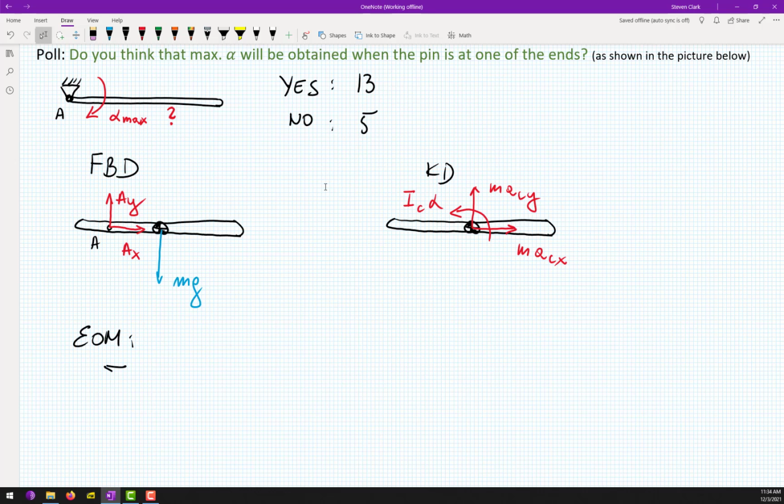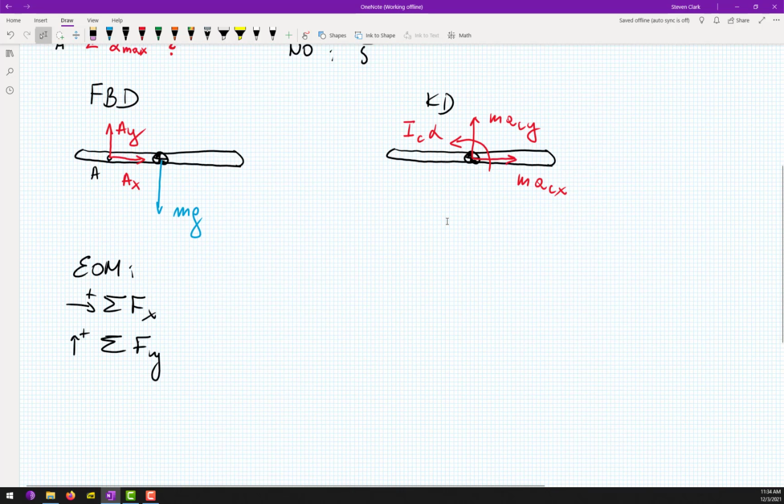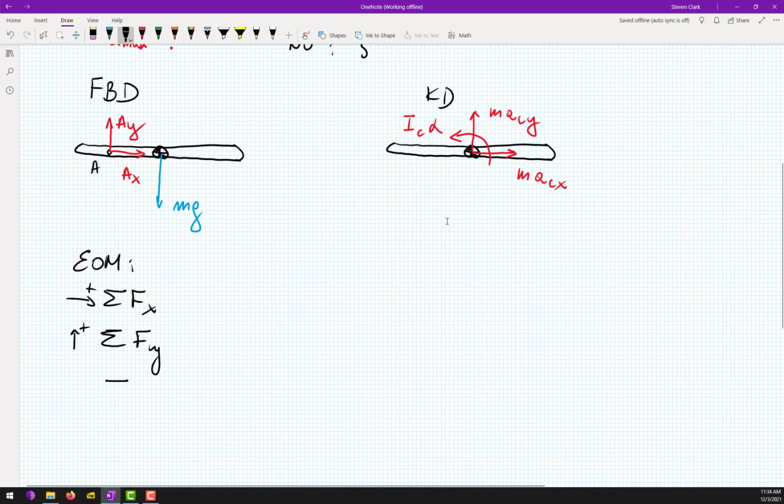So let's do sum of forces in the x direction, sum of forces in the y direction, and this time, as promised, sum of moments about A. Because A is a pin, it's clearly instantaneous center of rotation, yes? We can do that. So what do we have in the x direction? Aha, only one force, yes? Ax is equal to MACx.